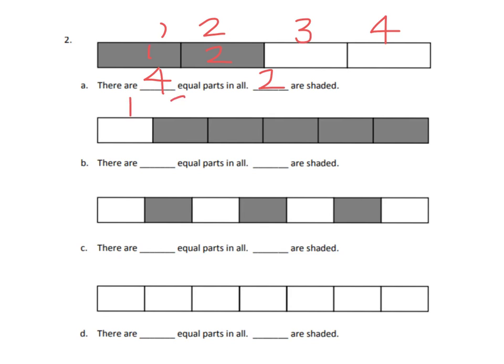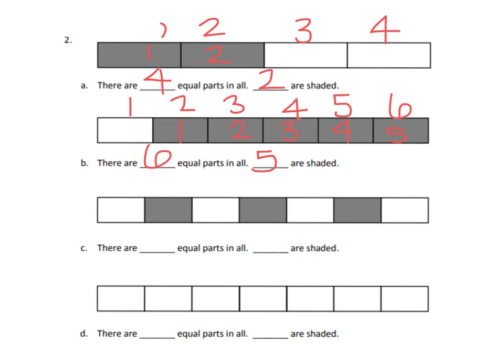So there are 1, 2, 3, 4, 5, 6 equal parts. I see there's 1, 2, 3, 4, 5 that are shaded. Look at letter C. There are blank equal parts in all, blank are shaded. Go ahead and solve letter C and letter D on your own. Fill in the blanks. Pause the video while you work and replay when you are ready or if you get stuck.